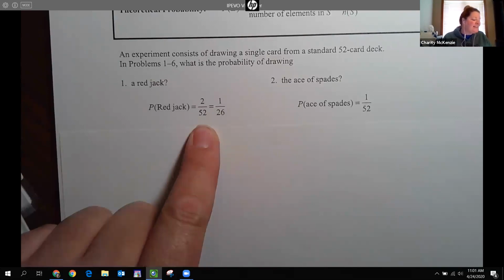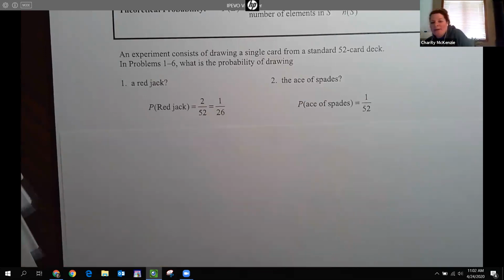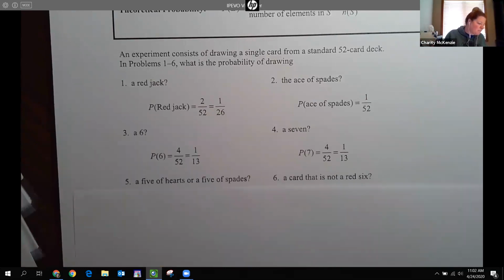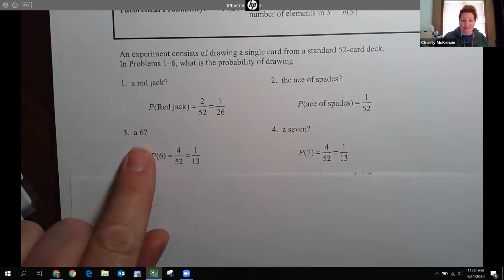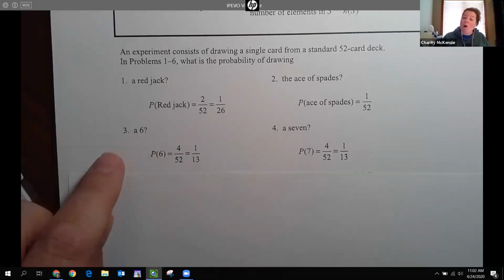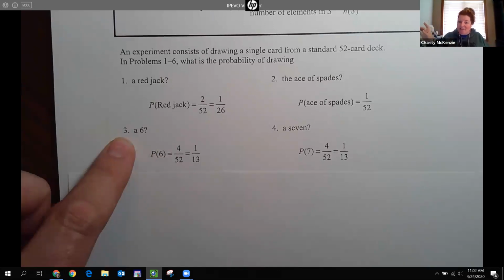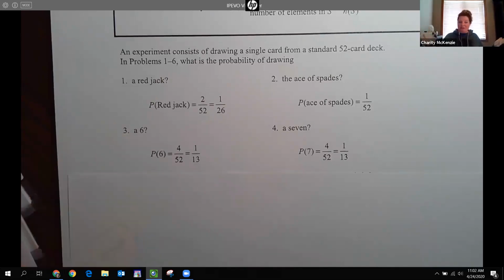Okay. The ace of spades. Well, spades is very specific. The ace is very specific. There's 1 ace of spades, so there's 1 out of 52. Probability of a 6 or a 7, same probability. There are 4 suits. Each suit has a 7 or 6. So there's 4 out of 52, or 1/13, is the probability of getting a specific card. Okay.